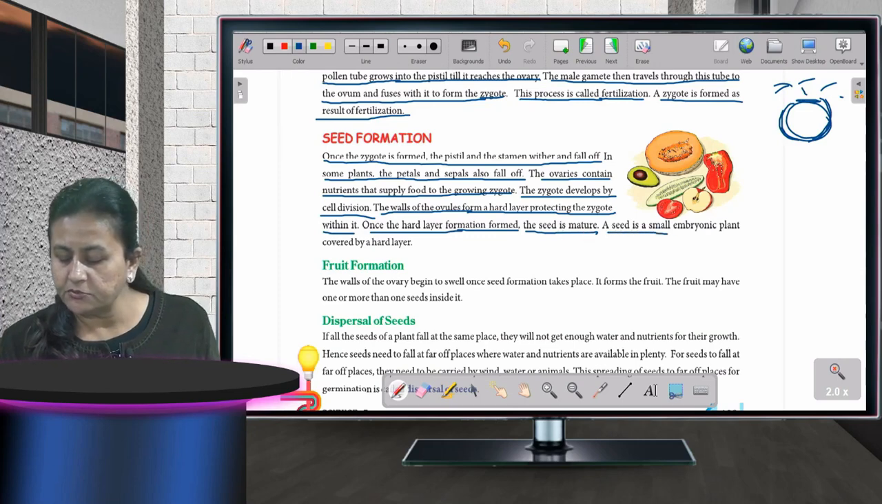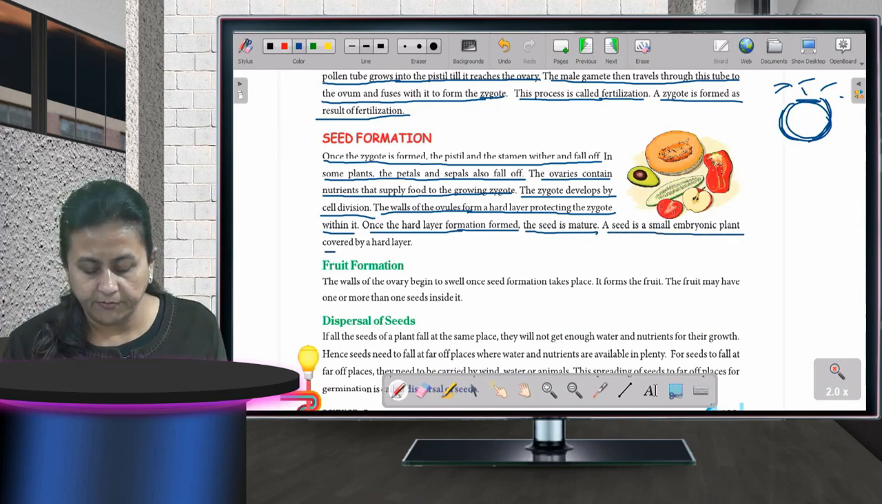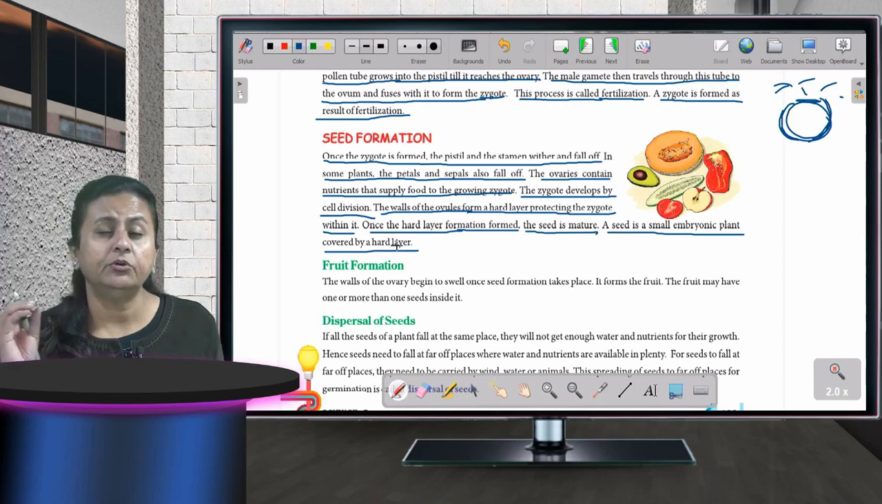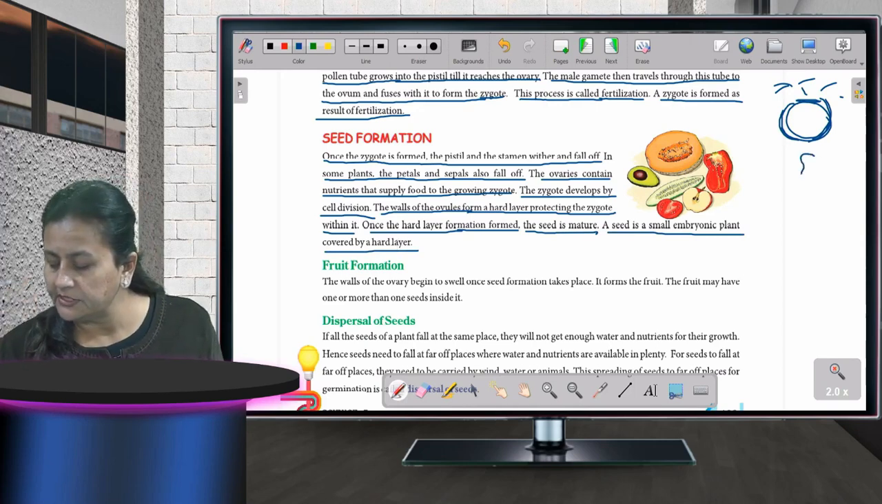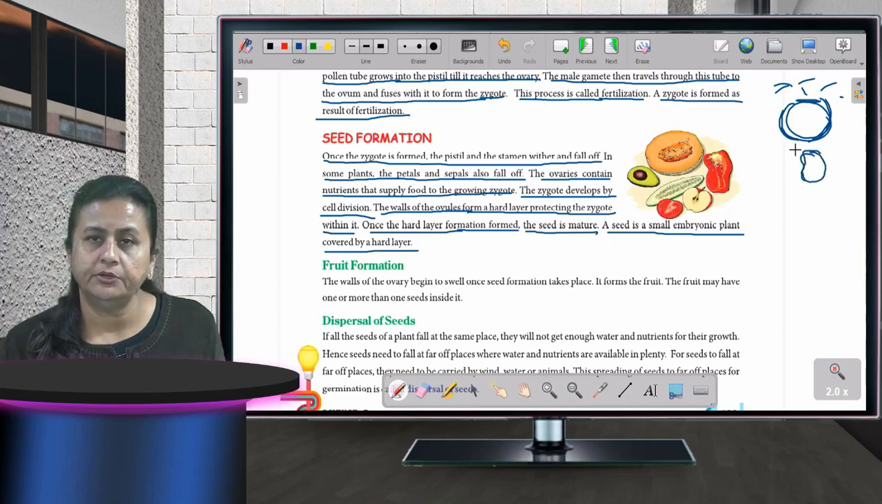A seed is a small embryonic plant covered by a hard layer. What is a seed? It has got a baby plant. A seed is somewhat like this. You will have a baby plant inside it.